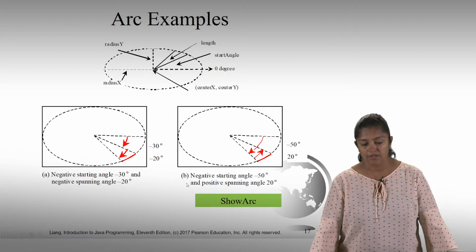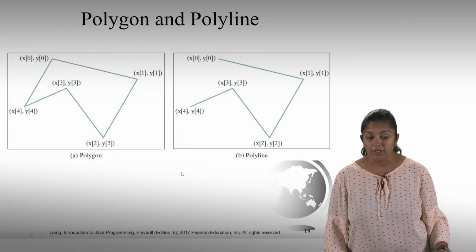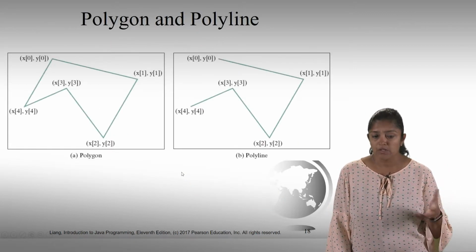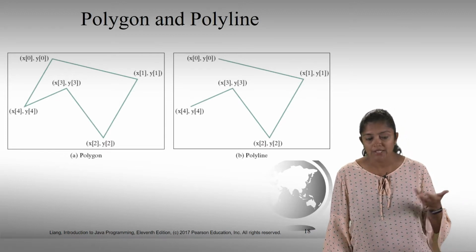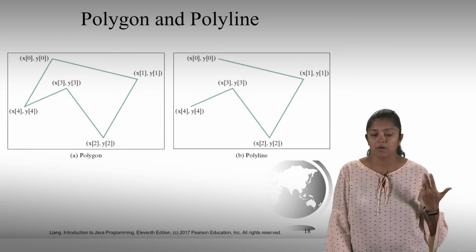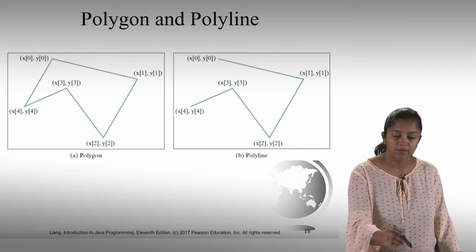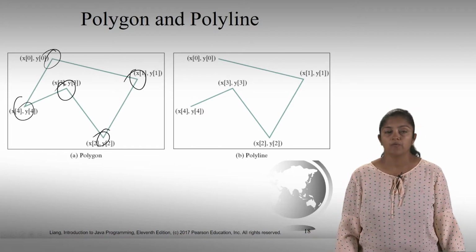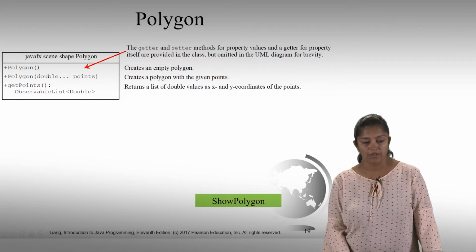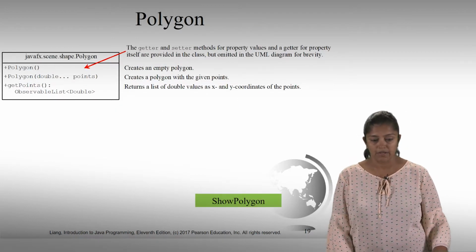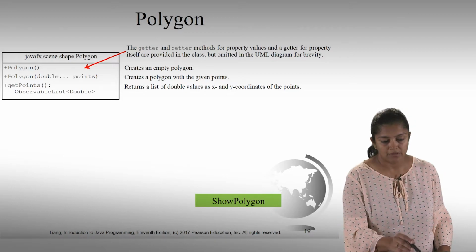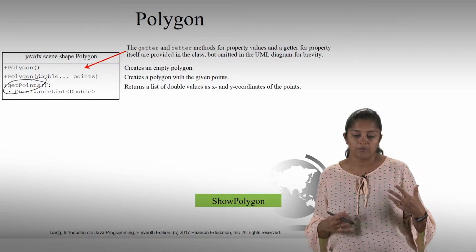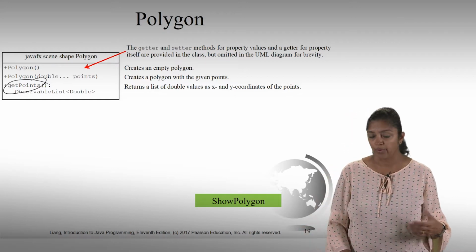And there is the show arc example that you can refer to if you need to draw arcs. Then you can also create polygons and polylines. What that means is now there are going to be multiple points in the polygon, so you have to specify all of those xy coordinates in order for the polygon to be generated. Basically there is a get points method that keeps track of all of the xy coordinates of the points.